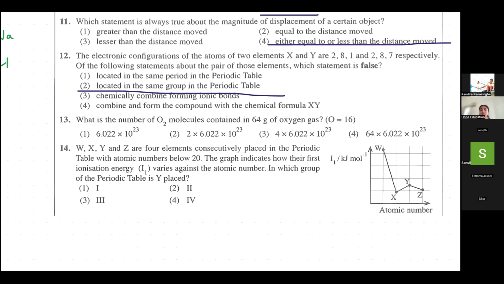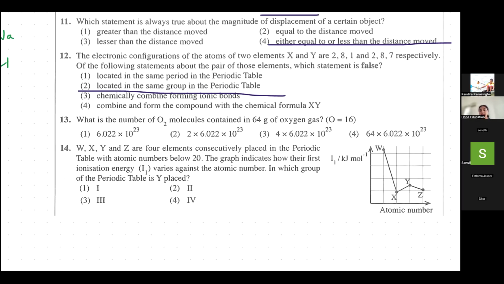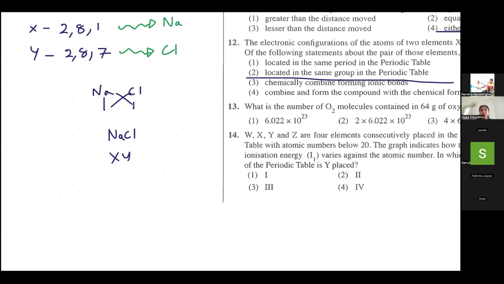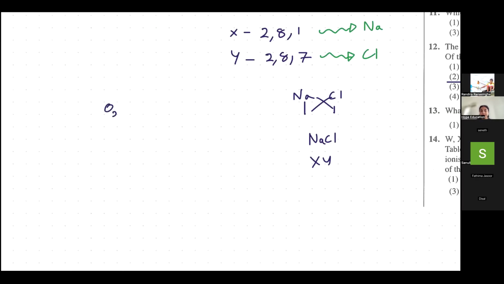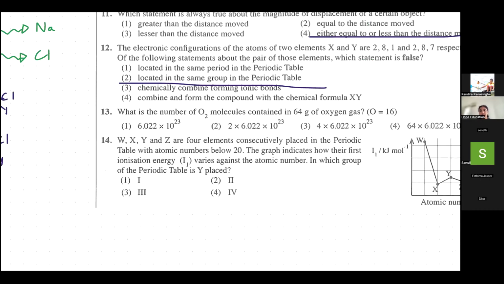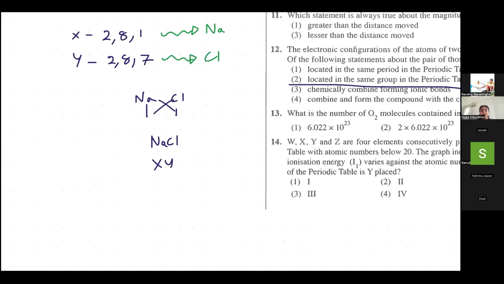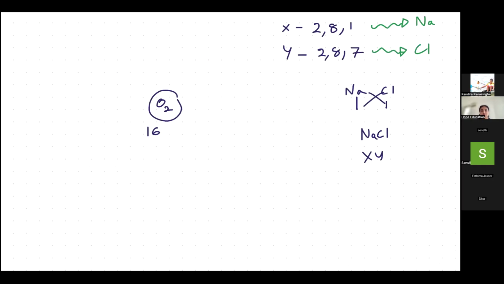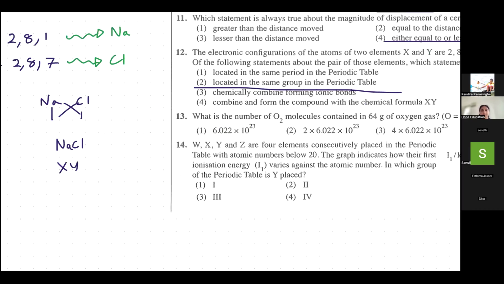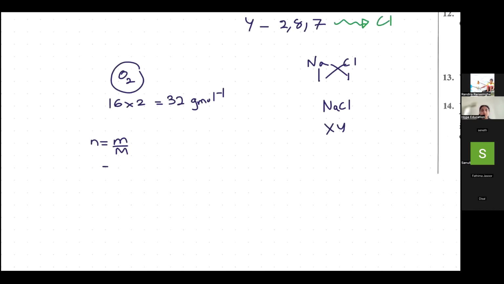What is the number of oxygen molecules contained in 64 grams of oxygen gas? If I take oxygen gas as O2, looking at its molar mass, one oxygen is 16, right? One oxygen is 16. Now there are 2 oxygen atoms, so 16 times 2 is 32 grams per mole. Then n equals m over M. Here there is 64 grams, right? The molar mass is 32 grams per mole.